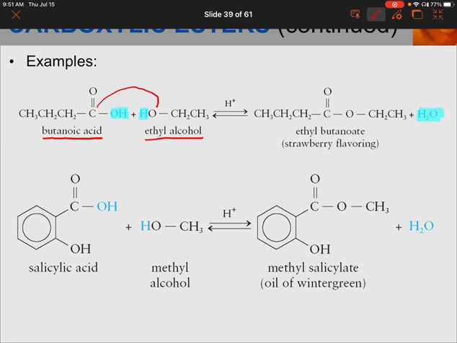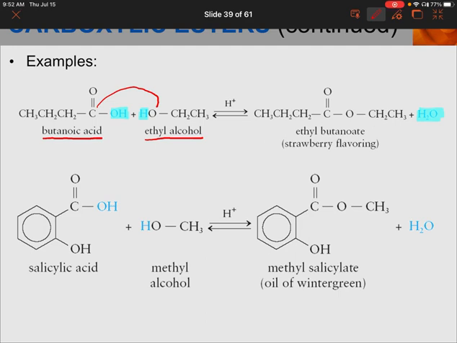So ethyl butanoate is actually strawberry flavoring. So remember before I talked about how esters can be used as flavoring agents in food. You can also add them to perfumes and lotions to give them nice smells. So this one in particular tastes like strawberries.